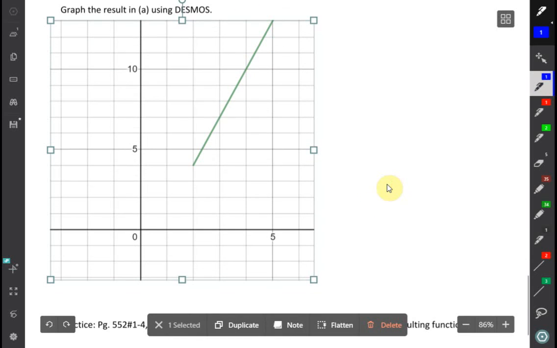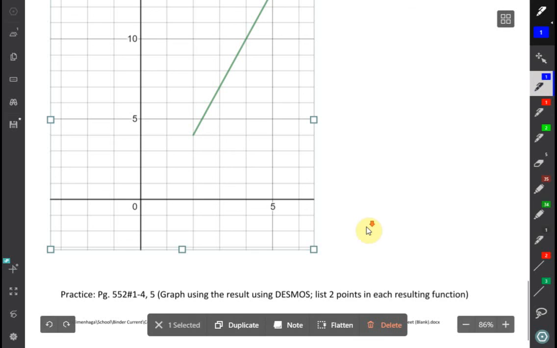And so there we have our graph, and now you can go ahead and work on the practice for this topic.